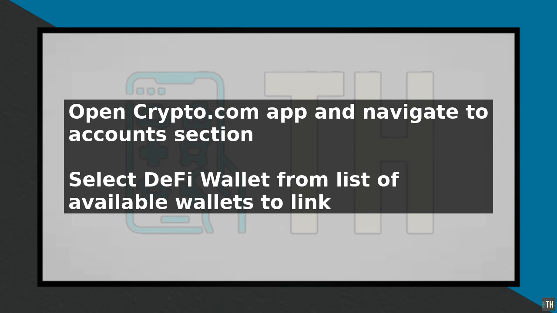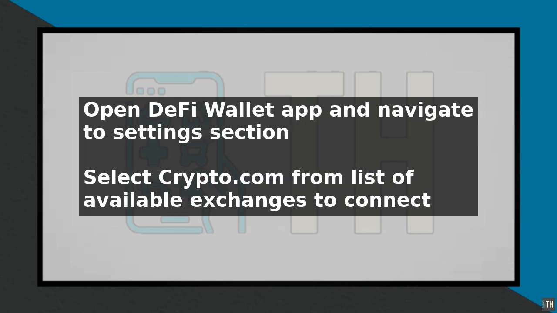Next, open the DeFi wallet app and navigate to the Settings section. Click on the Connect to Exchange option and select Crypto.com from the list of available exchanges. You will be prompted to enter your Crypto.com API key.